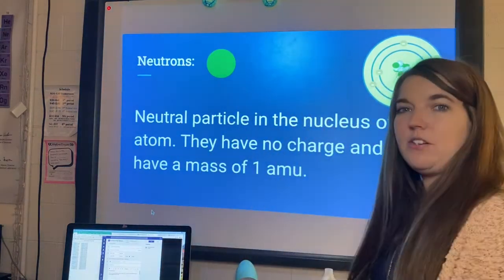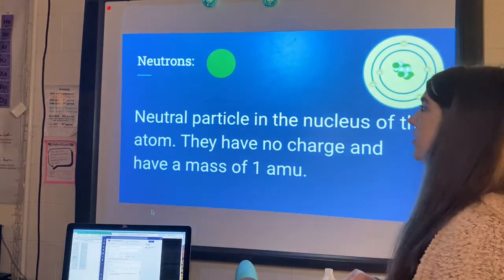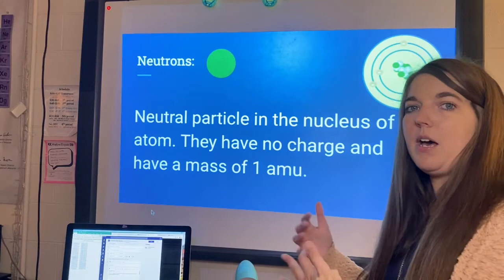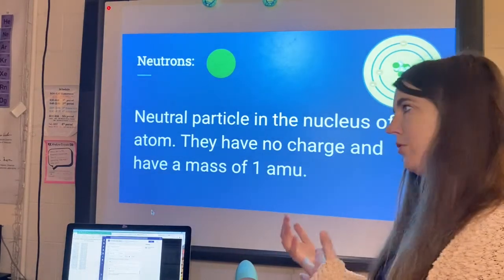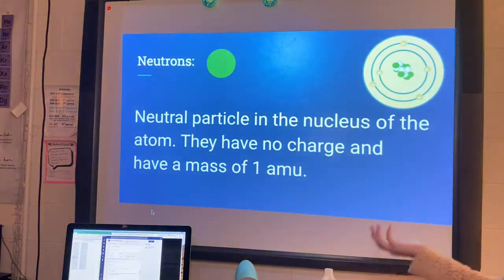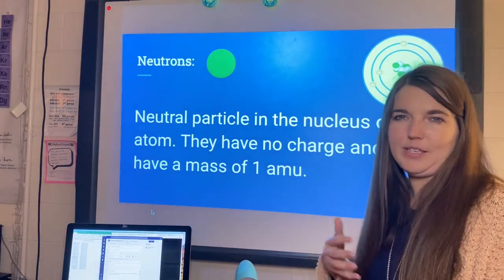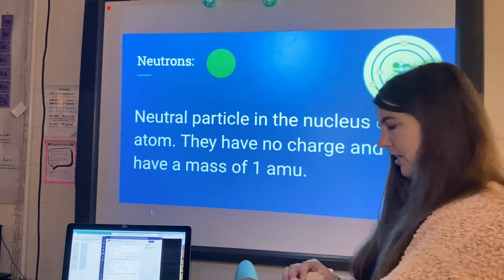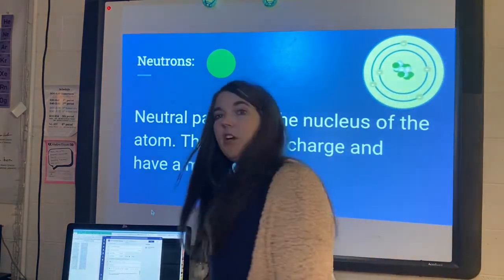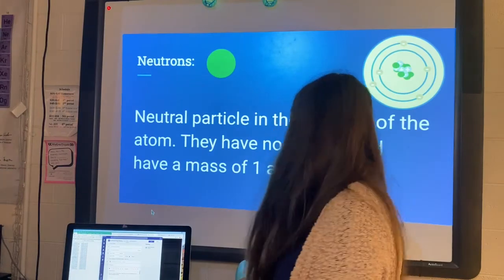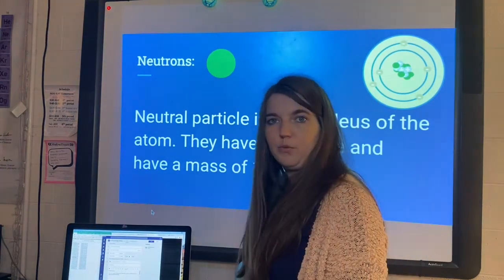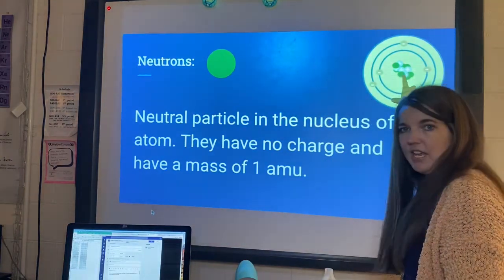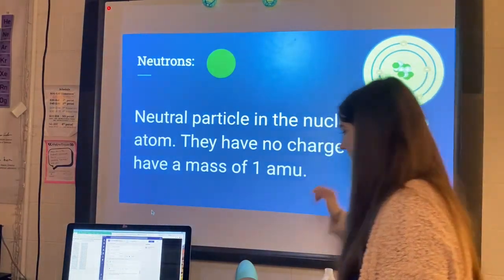All right, next we have neutrons. So neutrons are the neutral particles. So neutron, neutral. You have proton, positive. Neutron is neutral, and then electrons are negative. That's the only one that doesn't match well, but I think you can still remember it. Neutrons also have a mass of 1 atomic mass unit. So they are just like protons. They have the same exact masses as each other.